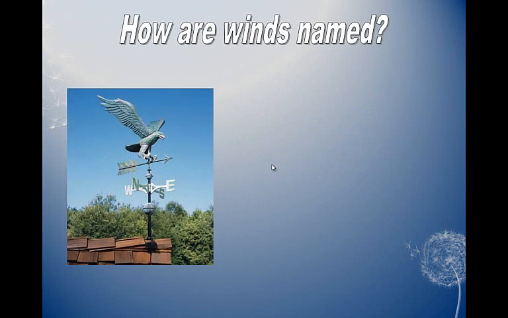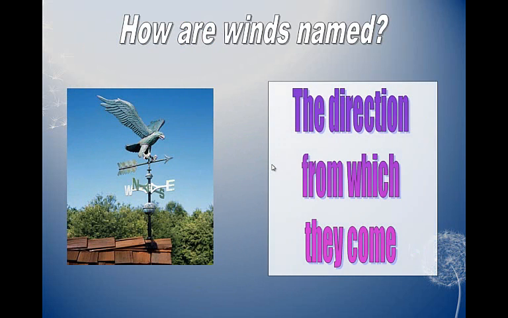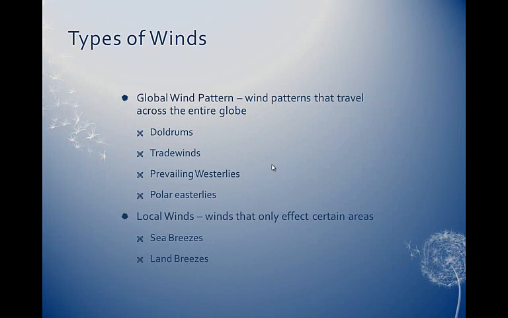So how are winds named? All winds have their name, and they're named by the direction from which they come. So a northeast wind comes from the northeast. A southeast wind comes from the southeast. We have lots of different types of wind.